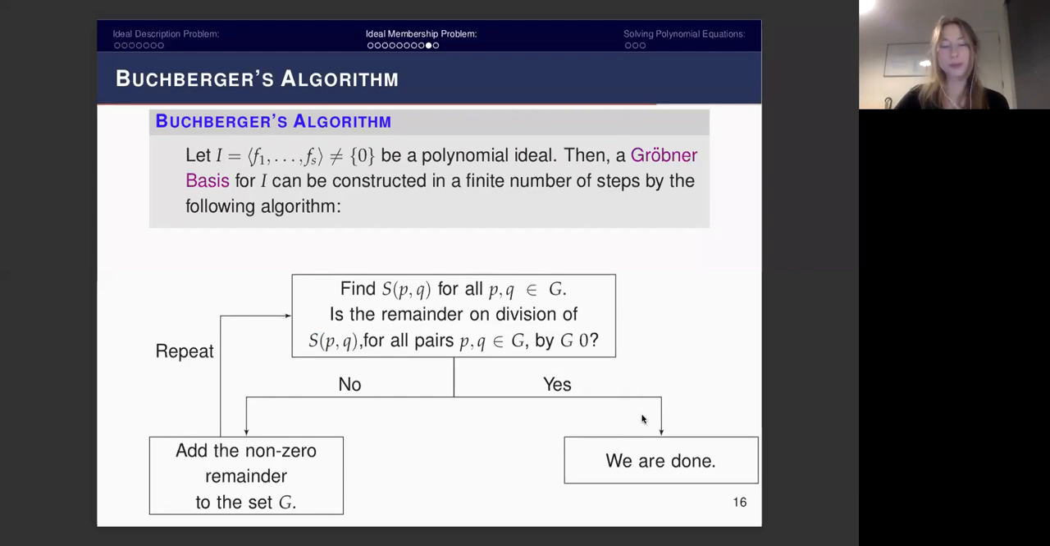It is a Grobner basis. But if I find a non-zero remainder, then I add the non-zero remainder to the set G, and then I repeat what I have done. And Buchberger also says that this algorithm will end in a finite number of steps.